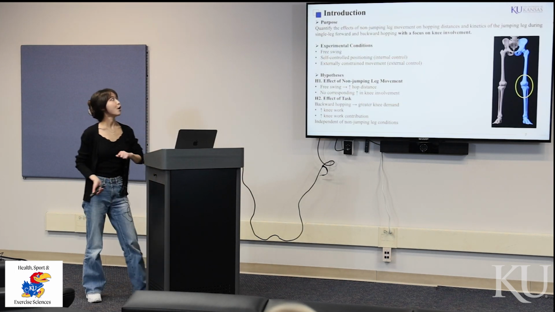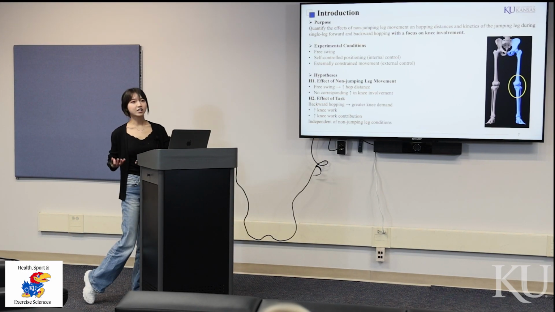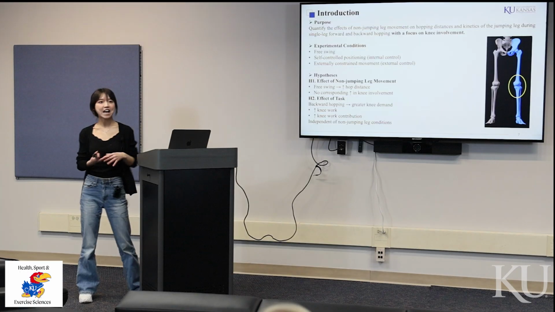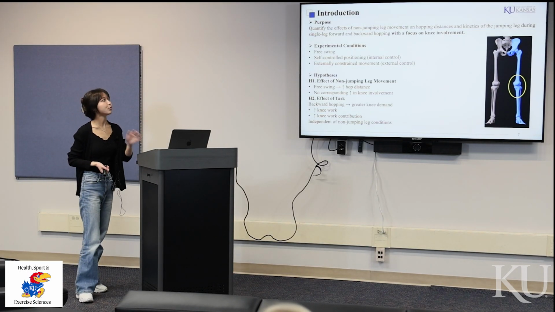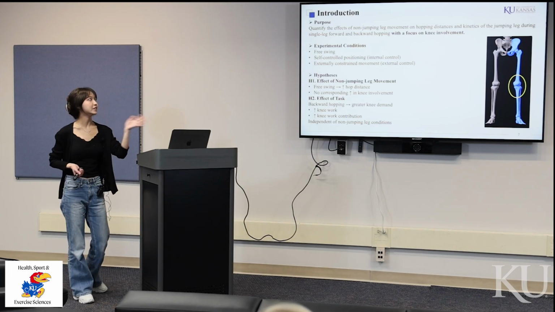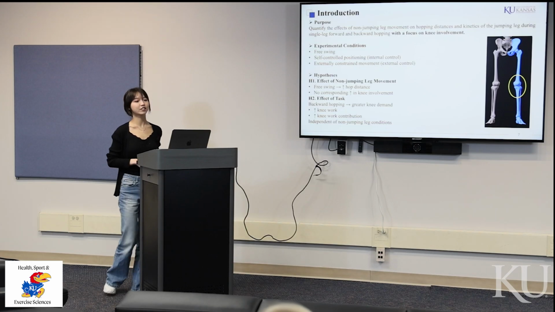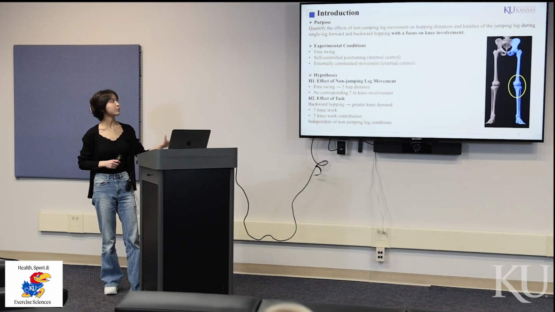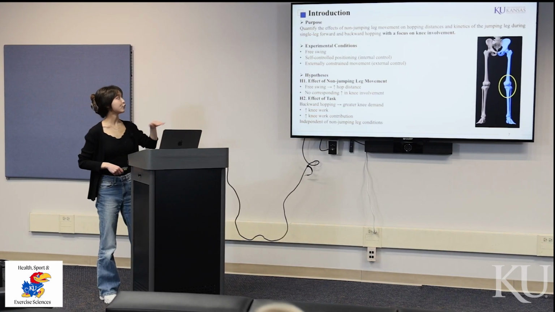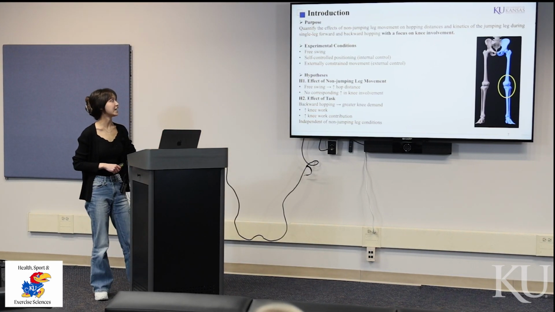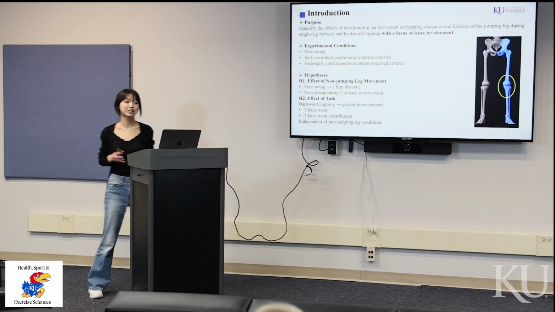As such, the purpose of this study is to quantify the effect of non-jumping leg movement on hop performance and the kinetics of the jumping leg during single leg forward and backward hop. And we will focus on the knee, due to this task being used to assess the knee recovery status of the ACL patient. To investigate this, three conditions of non-jumping leg were designed. They are free swing, self-control positioning, and external control movement. We will talk about these three conditions in detail later.